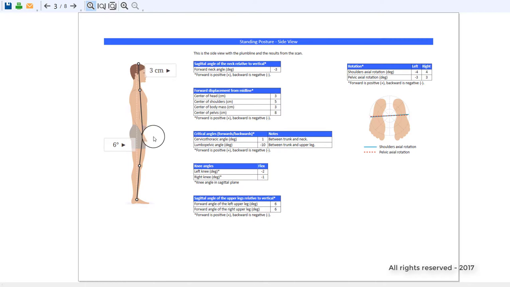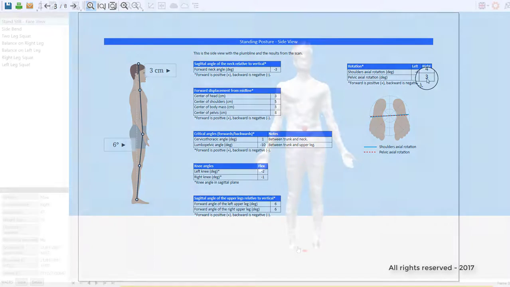The sway back is leading to what we call a lumbopelvic angle. That is the angle between the femur or the thigh and the trunk line. And it's as much as 10 degrees minus, which is considerable. If we look at the calculation for the trunk rotation and pelvis rotation, we can see that the right shoulder is rotated forwards and the pelvis on the right is rotated forwards.